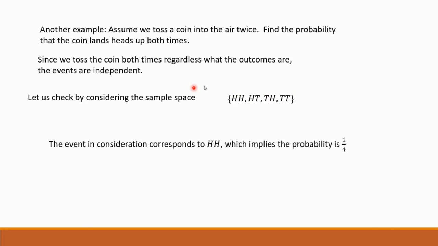So these are all the outcomes. They're all equally likely. And so by looking at the sample space, we can see that the event the coin lands heads up twice is 1 out of 4. There are 4 outcomes in total, and only 1 outcome corresponds to what we're looking for.